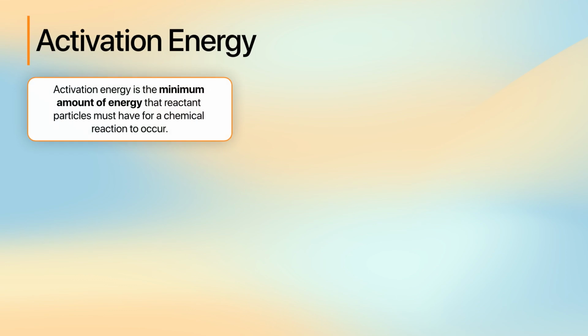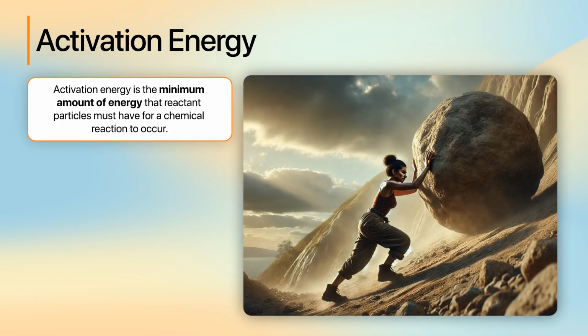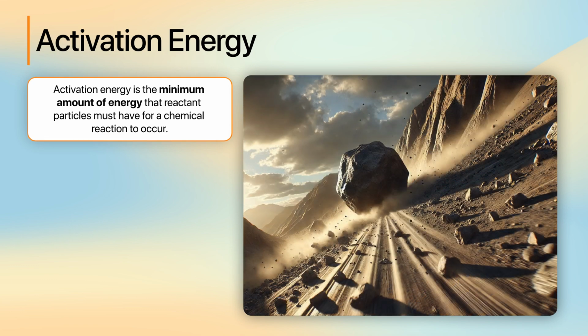As mentioned in the previous lesson, activation energy is the minimum amount of energy that reactant particles must have for a chemical reaction to occur. You can think of it as the energy barrier that needs to be overcome for the reactants to be transformed into products. Imagine trying to push a heavy boulder up a hill. You need to put in a lot of effort to get it moving. Once it starts rolling down the other side, it goes easily.